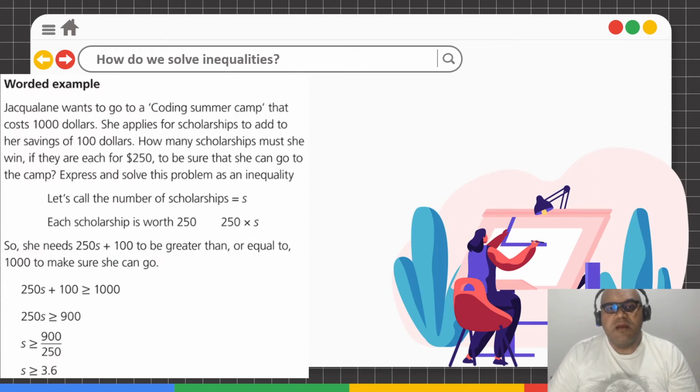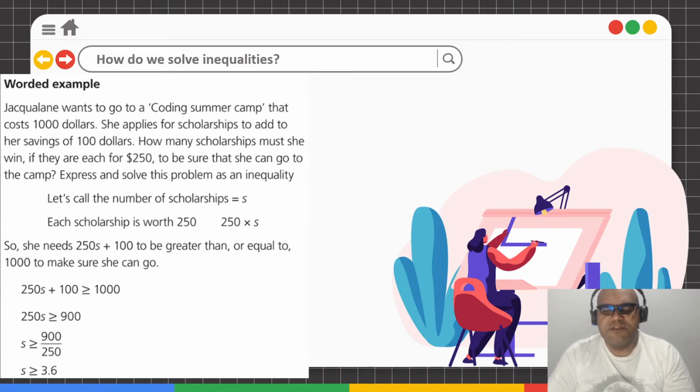And remember our worded example, word problems, like Jacqueline wants to go to a coding summer camp that costs $1,000. She applies for scholarships to add to her savings of $100. How many scholarships must she win if they are each for $250 to be sure that she can go to this camp? Express and solve this problem as an inequality.